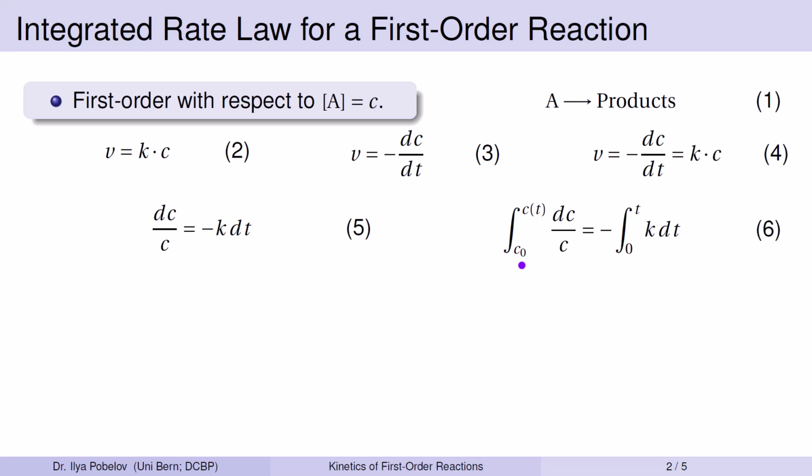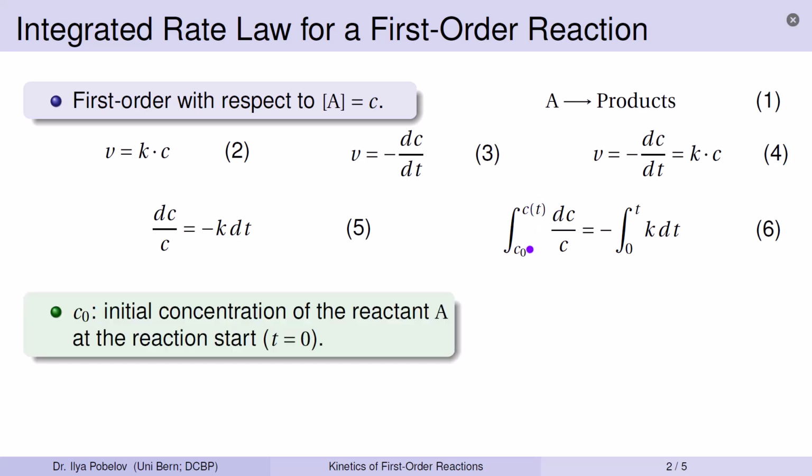On the left side of the equation, we integrate dC over C from C0 to the value at any time C. Here, C0 denotes the initial concentration of the reactant at the reaction start. On the right side of the equation, we integrate K dt from time 0 to the time t.